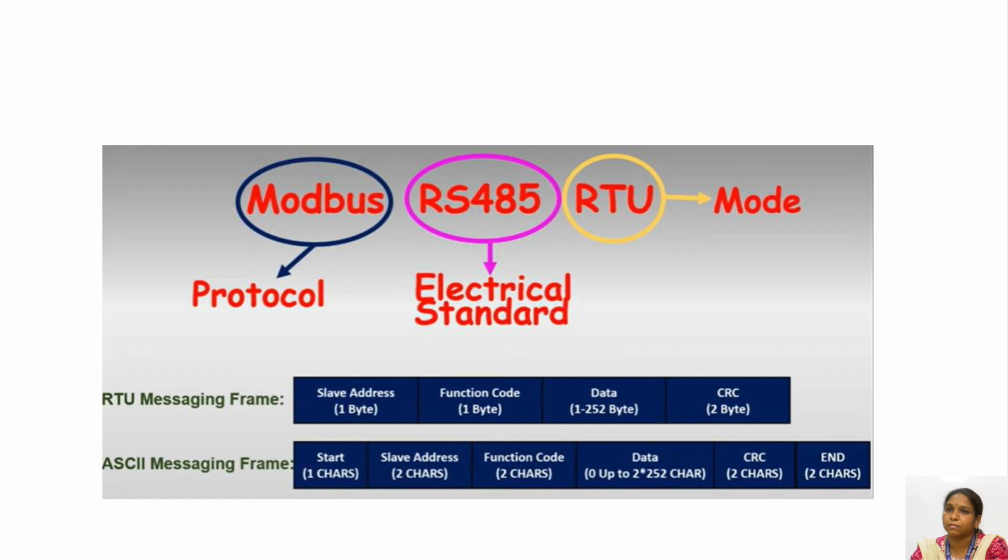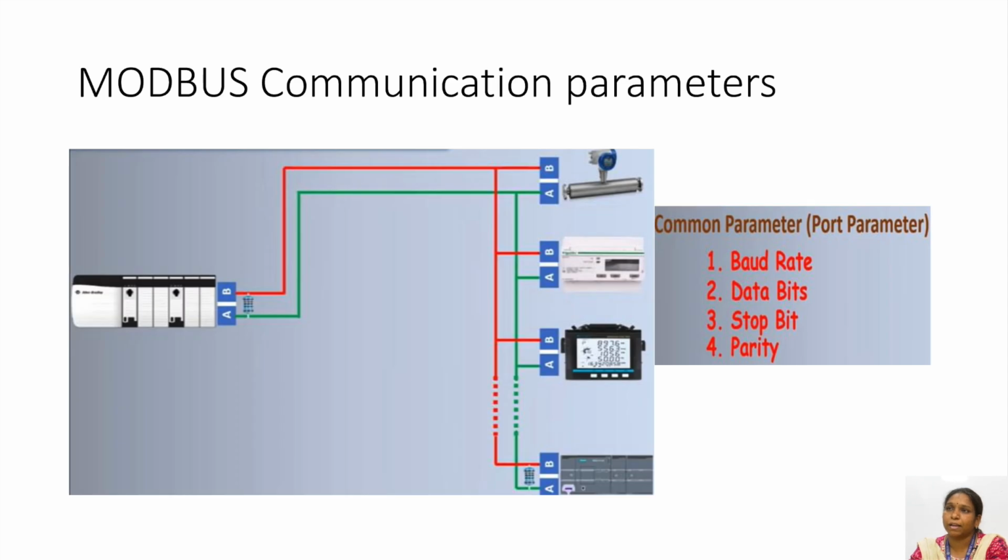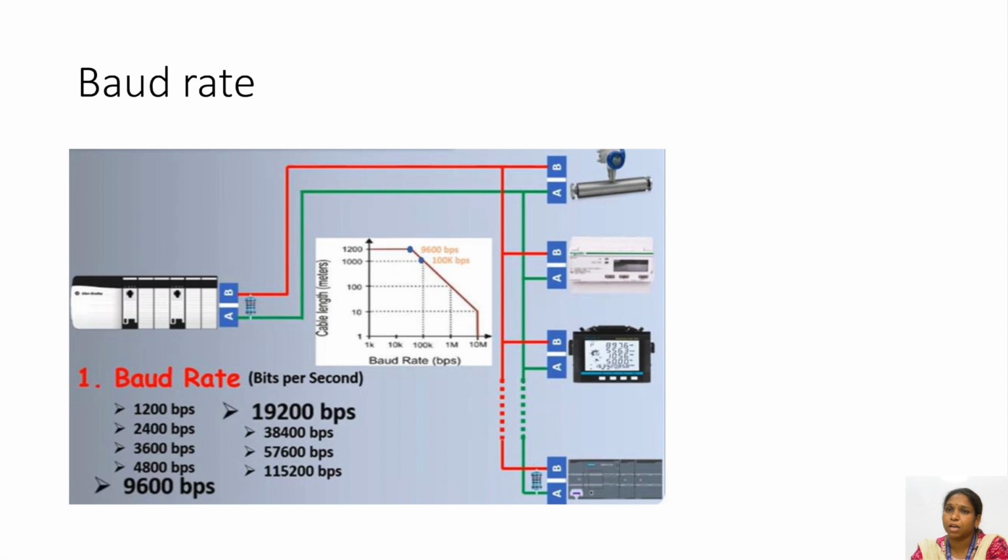and end is 2 characters. So the Modbus communication parameters, which we call the common parameters between master and slave, are baud rate, data bits, stop bit and parity bit. For baud rate, when the master is connected at 9600 bits per second, the slave should also be at the speed of 9600 bits per second.